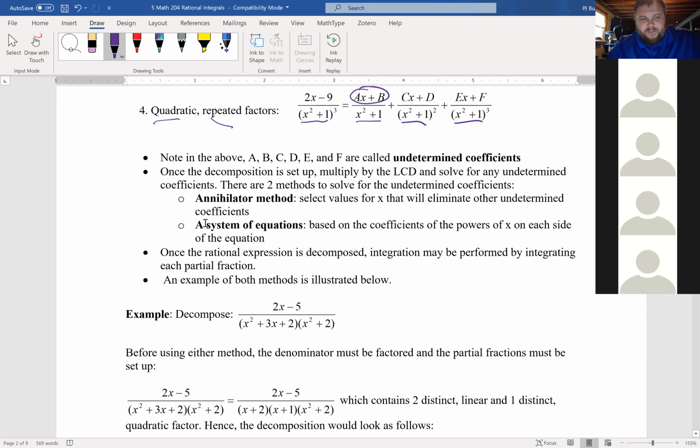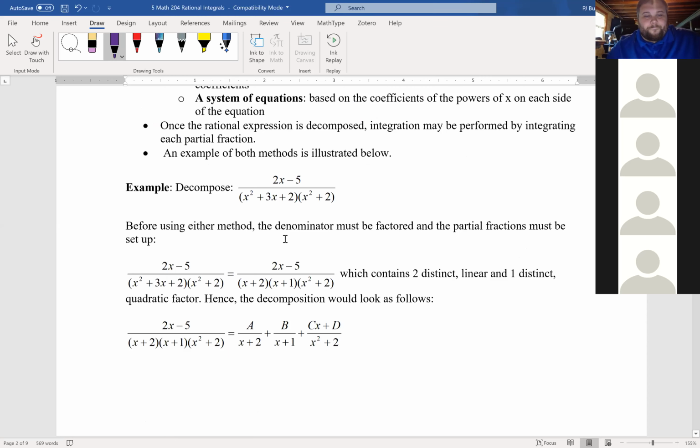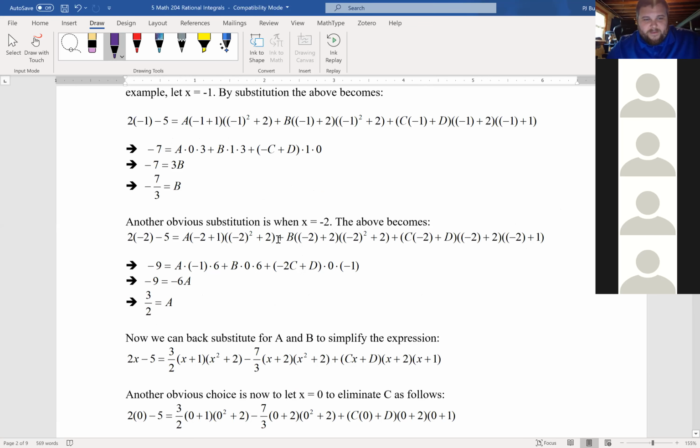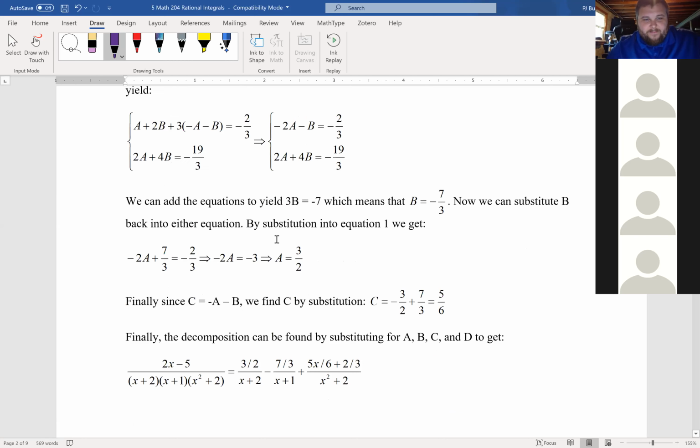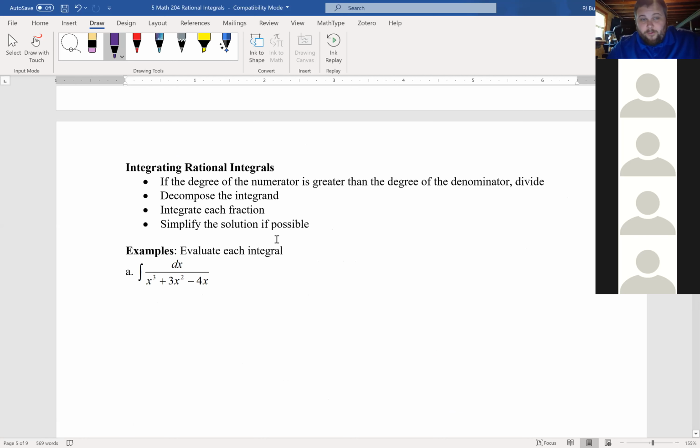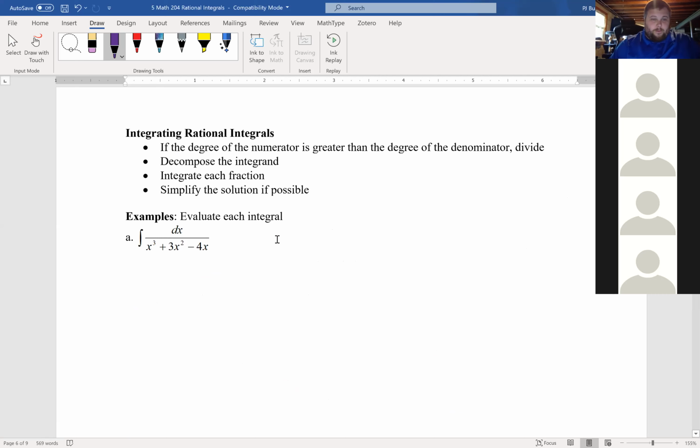I will tell you personally, I like the system of equations. The annihilator method's really nice in some situations, and in other situations, all it does is make you solve a system of equations anyway. So there's already this one that's worked out nicely for you. I'm going to skip that one because it's all there. You can look at that on your own. And I'm going to do problem A here for you.